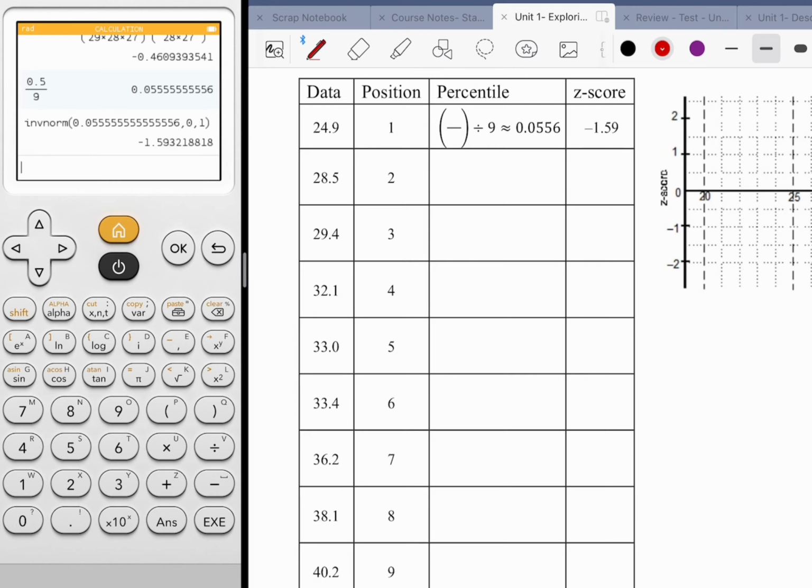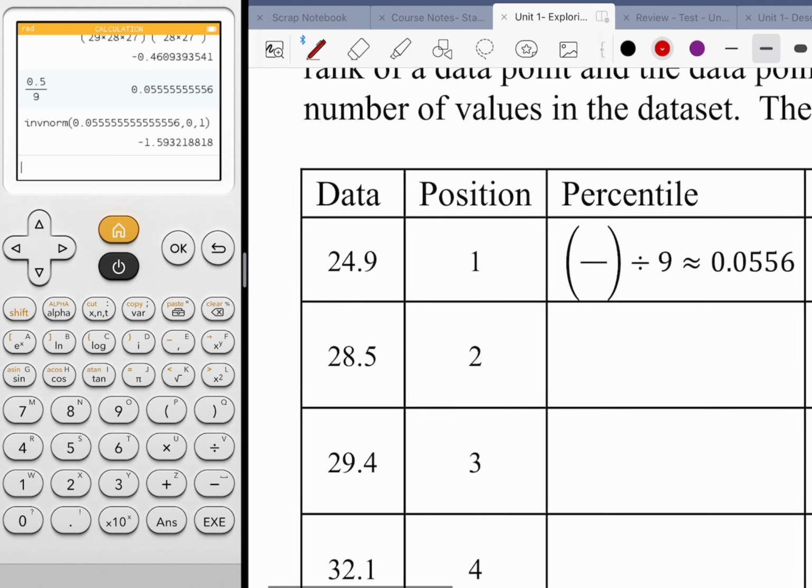What we do is we take the average of the number's rank and the number that came before it, right? So in this case, 0 plus 1, because the data point that would have come before 24.9, if 24.9 is in the first position, would have to be in the 0th position. So we take that, divide it by 2, and then divide the result by 9, because there's 9 values in the set.